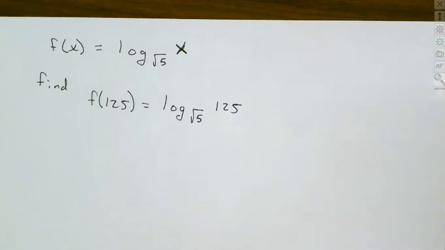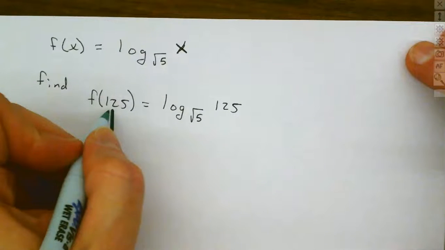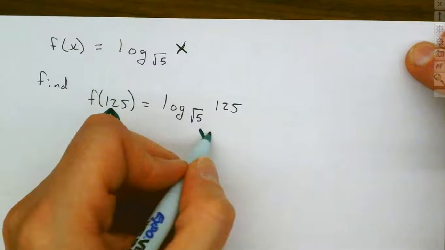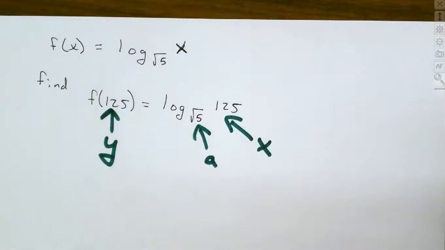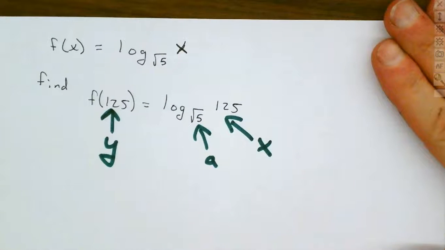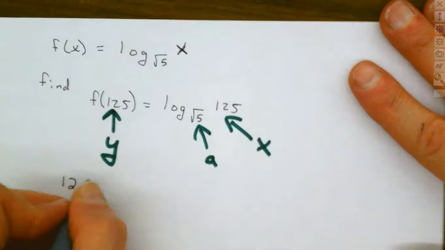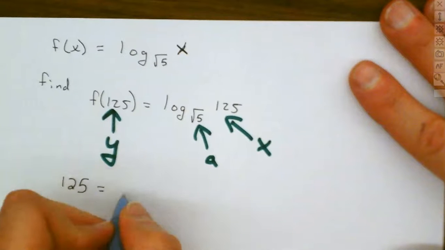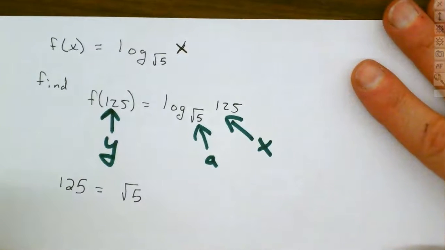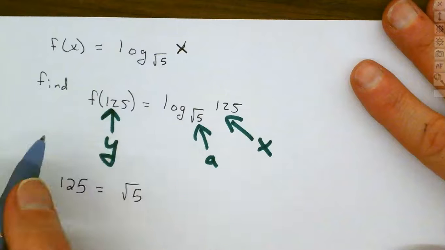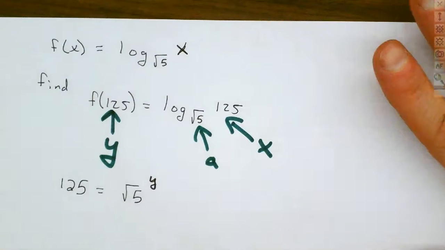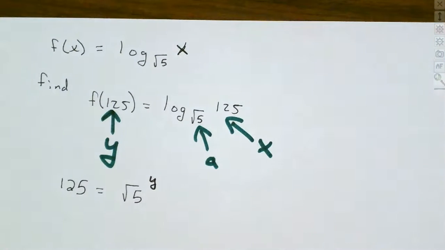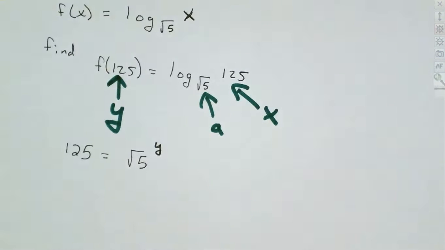So this is what we've got. How do we convert this? This is your y. That is your a. And that's your x. Okay, so when we convert that, yep, we got it. 125 equals the square root of 5, right, to the y power.